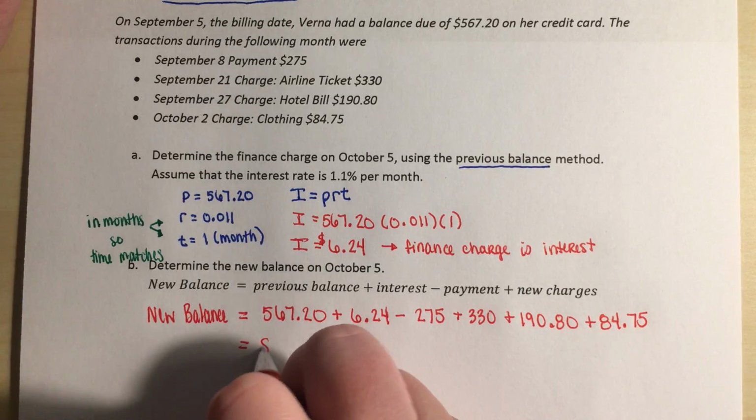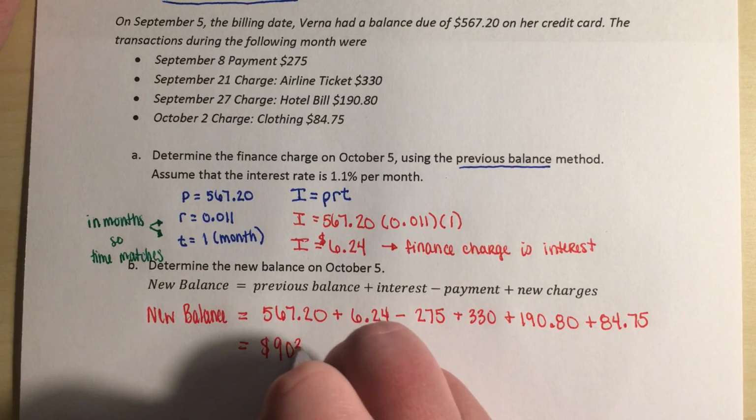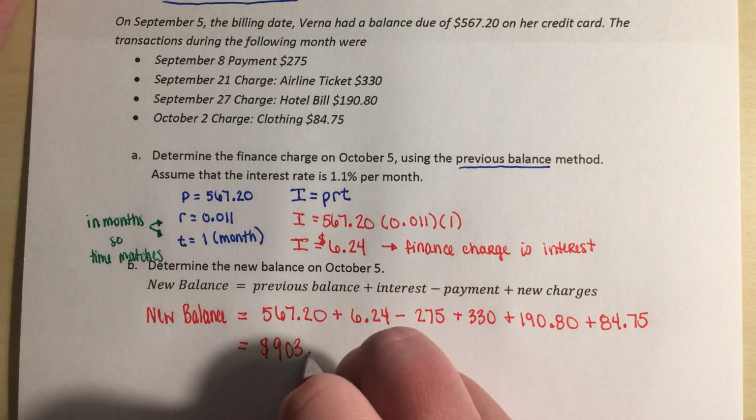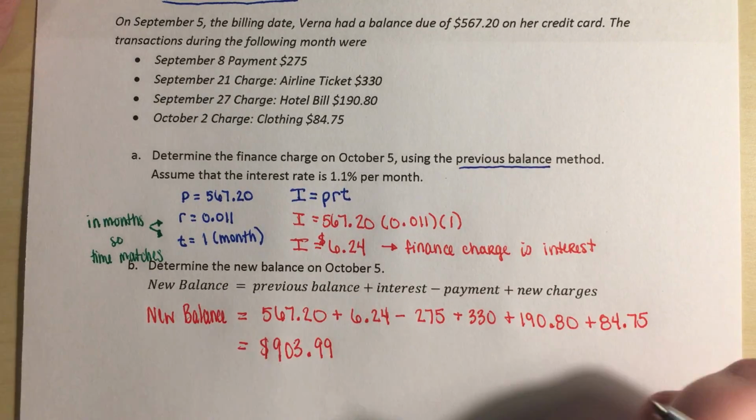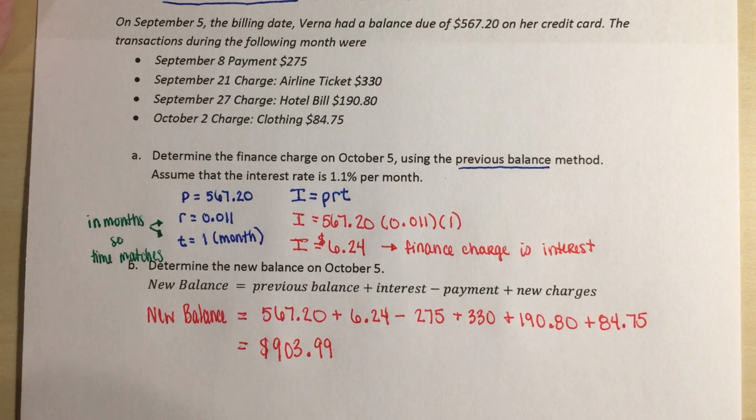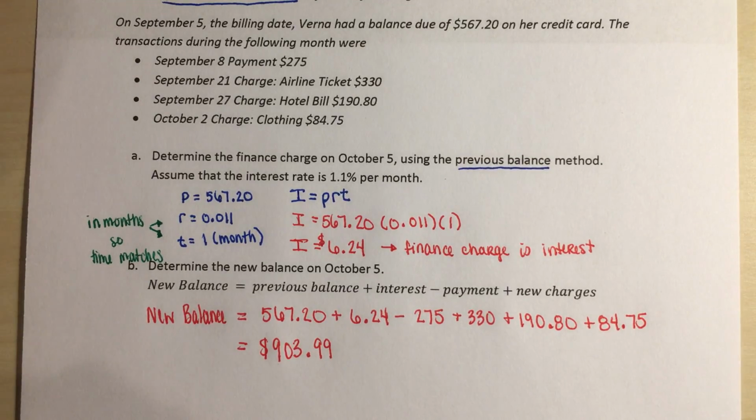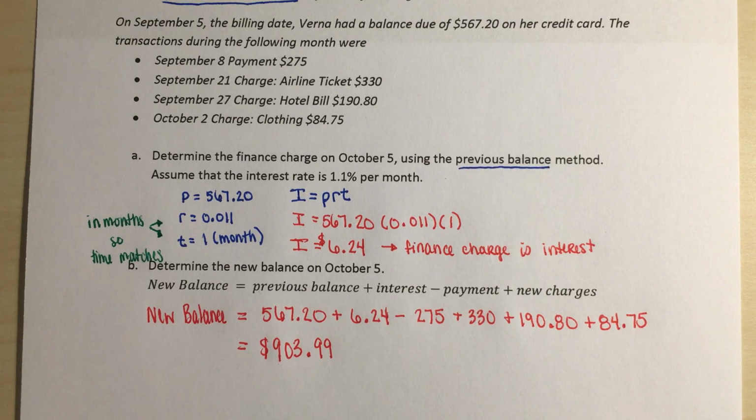And this is going to give us $903.99. So after interest, the payment that was made, and the new charges, the new balance going into the next month using, again, the previous balance method, is $903.99.